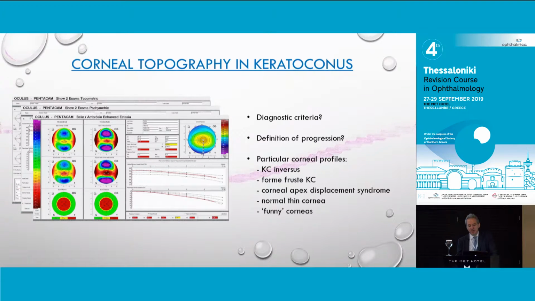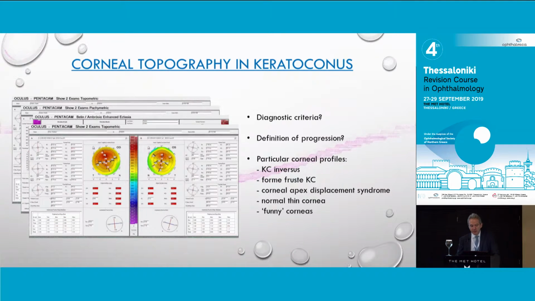There are many different metrics in corneal topography for enabling the diagnosis, but if we just stick in our practice, for example, to these three clinical findings, then we have up to 90%, we have a secure diagnosis of our keratoconus patients.